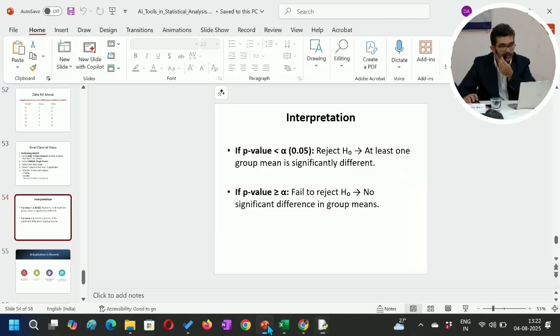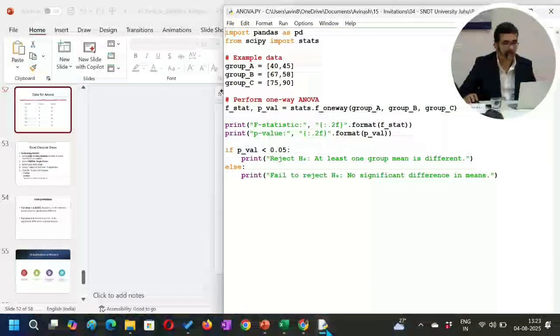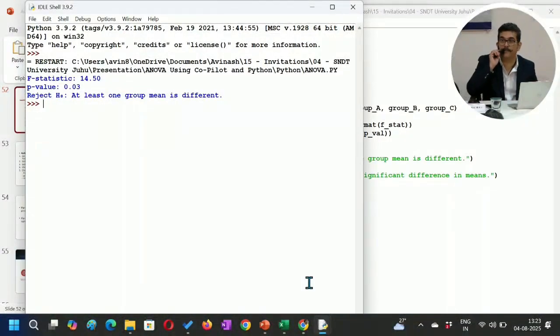And you can easily make out also from the data set. You will find 40, 45, 67, 58. A and B are closer, but C group marks are 90 and 75. So their mean will not be the same or closer to A and B. So with the help of Python also, Python can be used as a very important tool. So today I have demonstrated 3 tools: Copilot, ChatGPT and Python. There are many tools available nowadays. You can explore many tools on the internet.